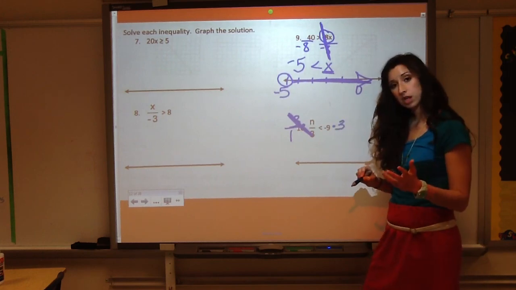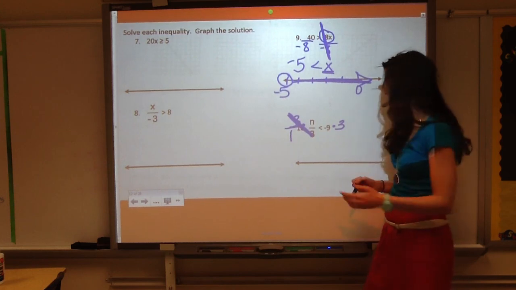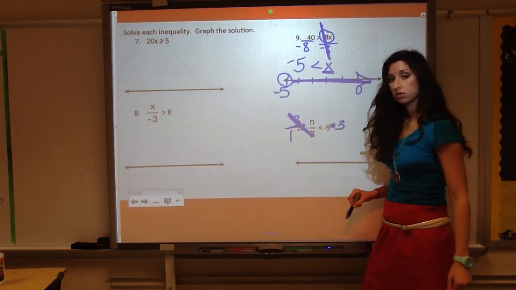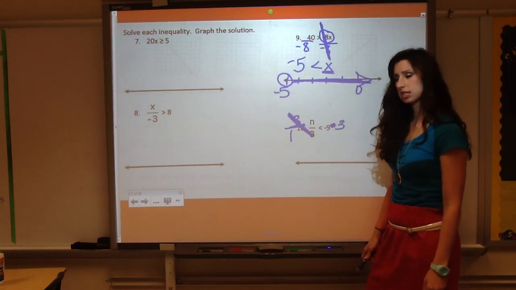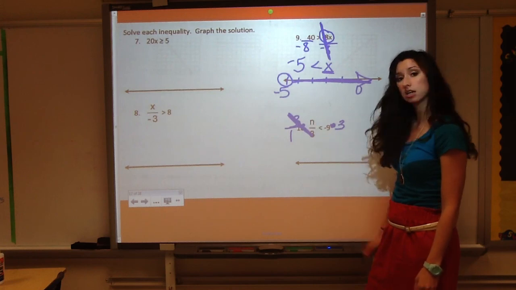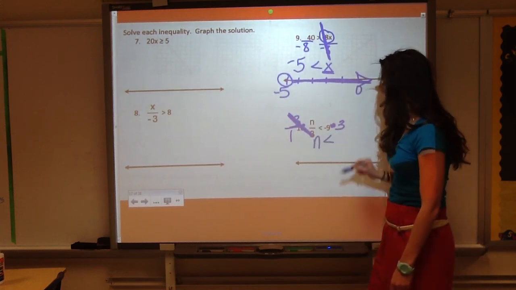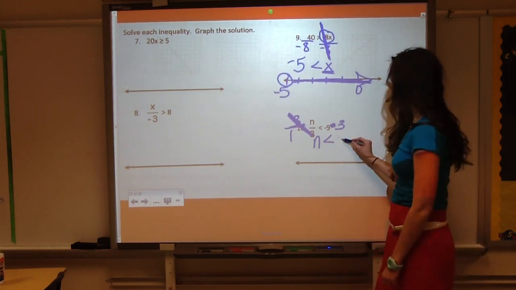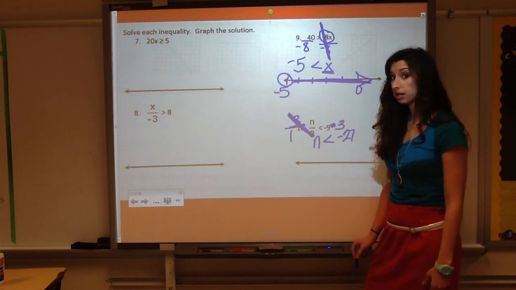Keep in mind, am I multiplying by a negative number or a positive number? Positive. Multiplying. Positive. Do I need to flip this sign? No. Only if it's negative. So here we go. N, keep your sign, is less than negative 9 times positive 3 is negative 27. Ooh, that's a big negative number.